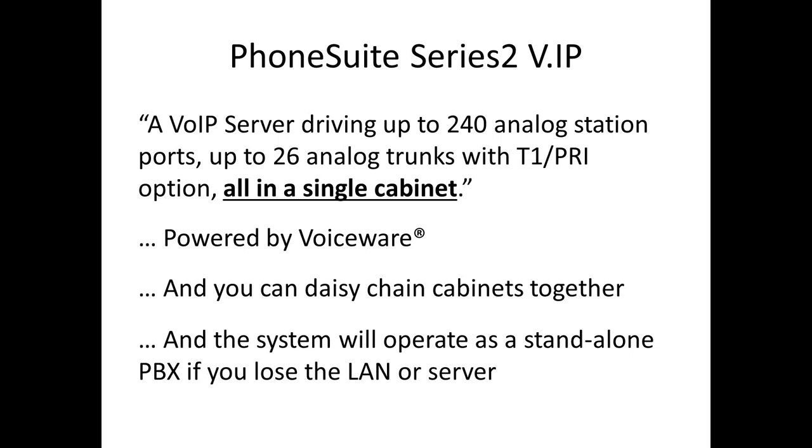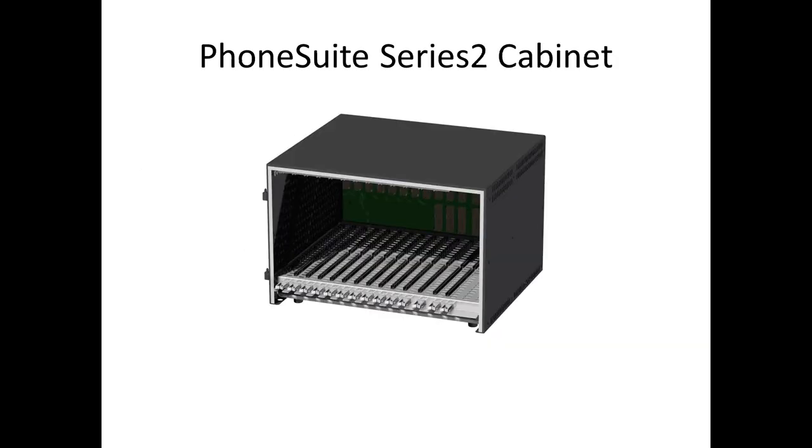With the PhoneSuite Series 2, if your LAN fails, if you lose your internet access, or even if the VoiceWare server component fails, the system will fall back into a standalone TDM PBX mode. Guests can still dial 911 or dial 0. You'll want one analog phone at least near the front desk, but you can still make any analog-to-analog call in the system, even if the entire LAN is down. And that's a very important and very powerful aspect of the PhoneSuite Series 2. So there you have their design philosophy. Let's take a closer look at the actual architecture.